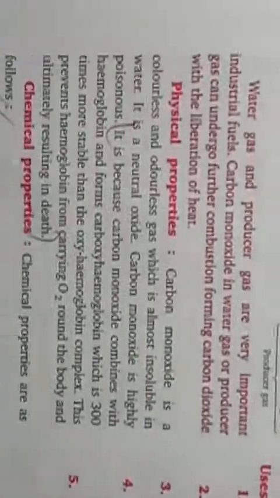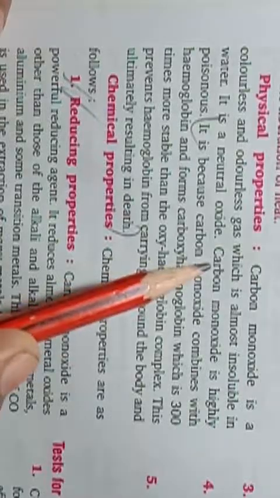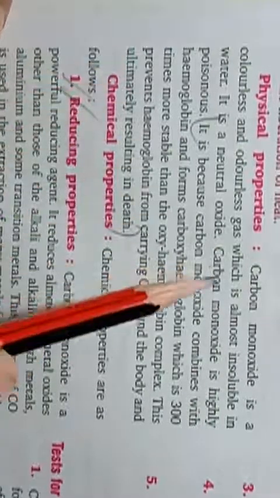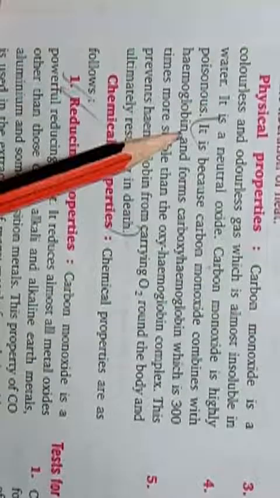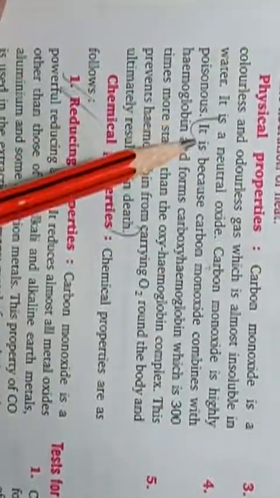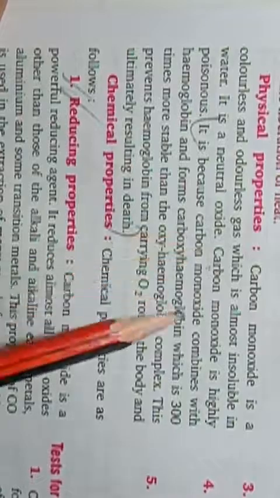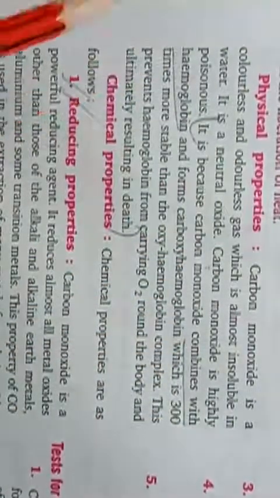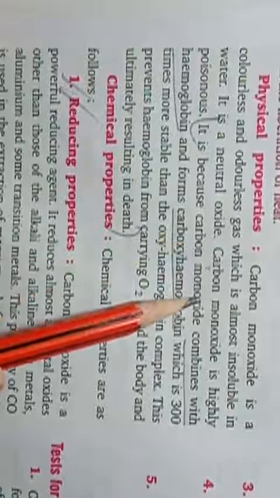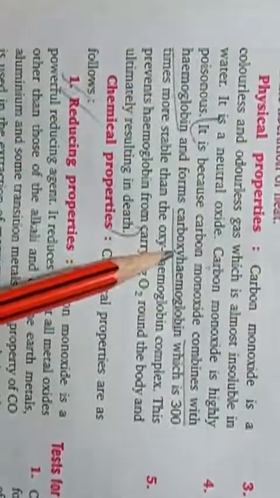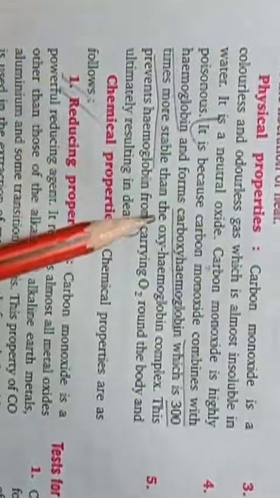Okay, students. The next is the drawback or hazard of carbon monoxide for living beings, especially human beings. It is a very poisonous gas, because carbon monoxide combines with hemoglobin and forms carboxyhemoglobin.